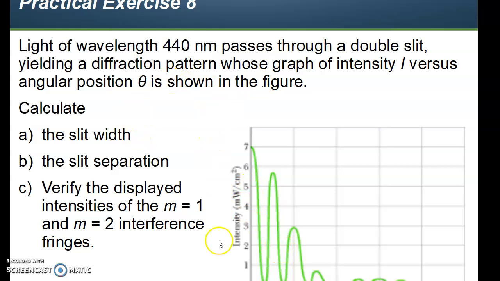This is the intensity here. This is the angular position. This right here is 5 degrees. This is 2.5 here. Okay, and so you've got 1, 2, 3 before you get to this first minimum at 5 degrees. And from this, they want you to calculate the slit width, the slit separation, and verify the displayed intensities of M1 and M2 interference.